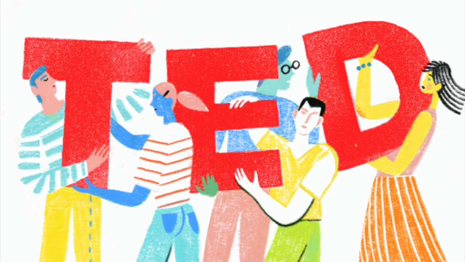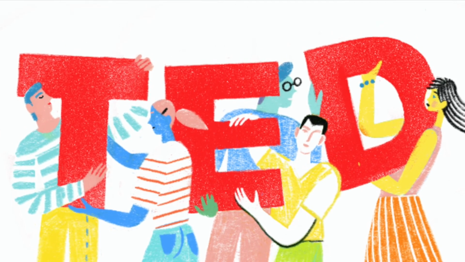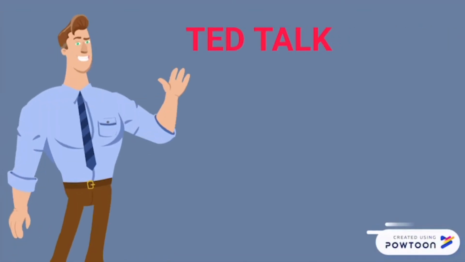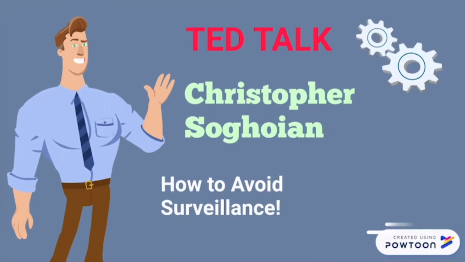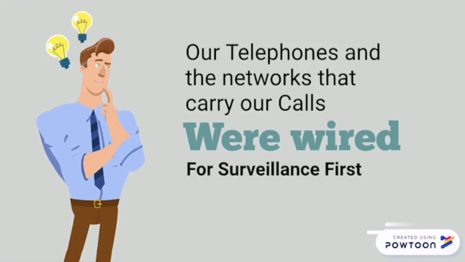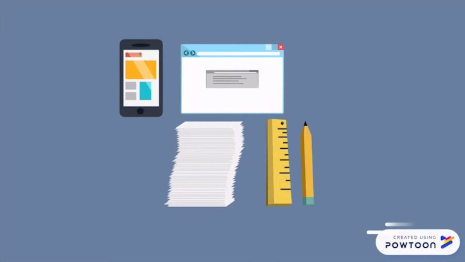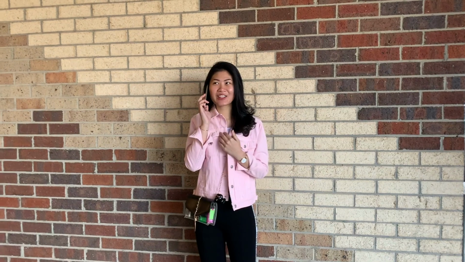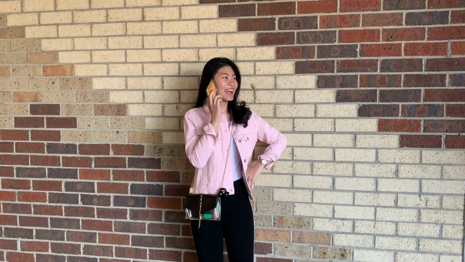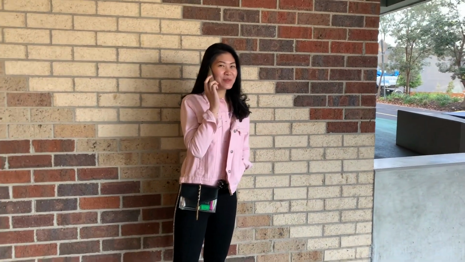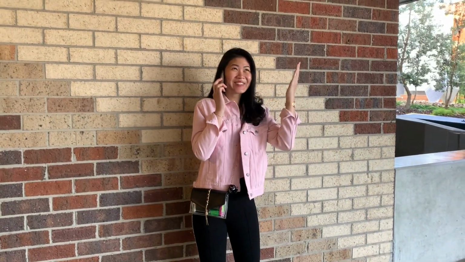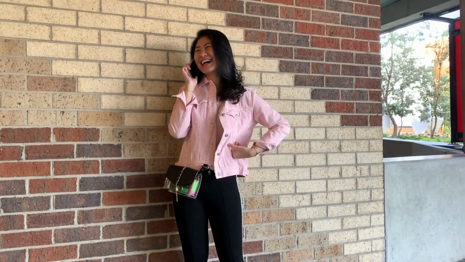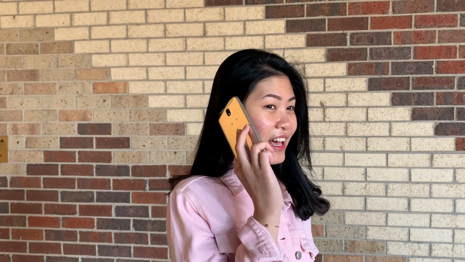A couple weeks ago, I was watching this TED Talk starring Chris Soghoian. He was talking about how to avoid surveillance. Soghoian says that our telephones and the networks that carry our calls were wired for surveillance first. That means that when you are talking to someone on the telephone, someone could be listening. That someone might be the government, it could also be another government, a foreign intelligence service, or a hacker, criminal, stalker, or any other party that breaks into the surveillance system. How scary is that? I name it as invisible surveillance.